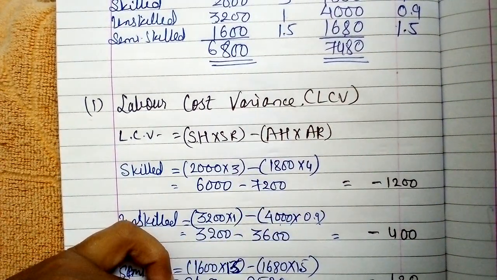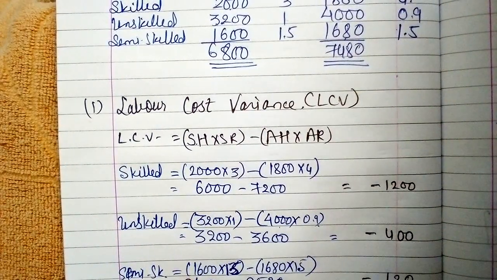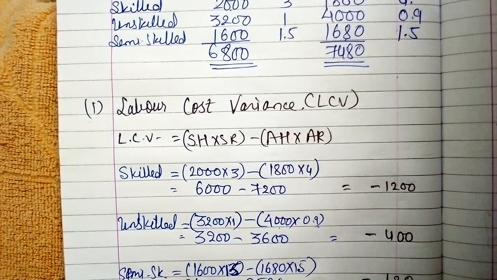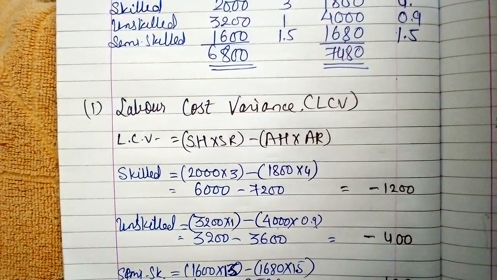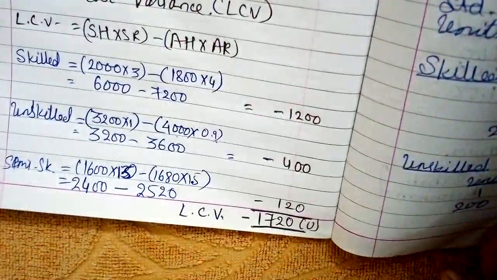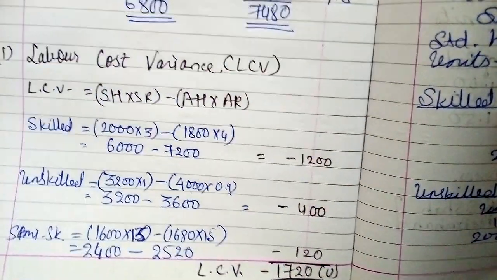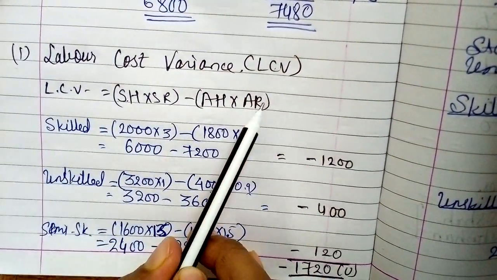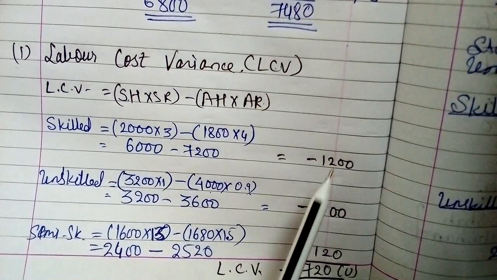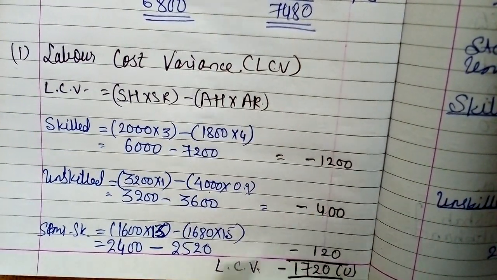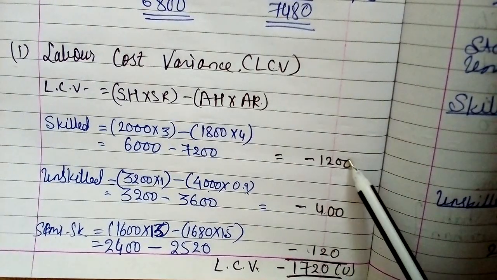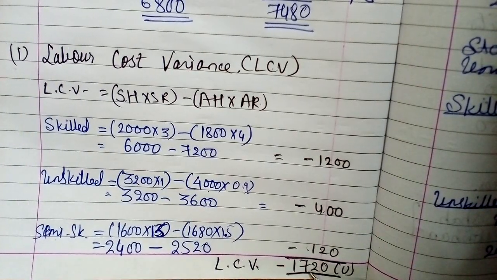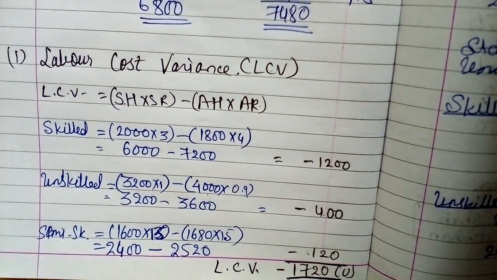So the final answer is, by adding 3 of them, 1720 unfavorable. So this is the answer of our labor cost variance, 1720, right? This is the whole calculation. You can see this very well. For labor cost variance, this is the formula. For the skilled worker, negative 1200, for unskilled worker, negative 400, and for semi-skilled worker, negative 120. By adding 3 of them, we get the answer negative 1720 unfavorable. So this is the final answer of our labor cost variance, negative 1720.